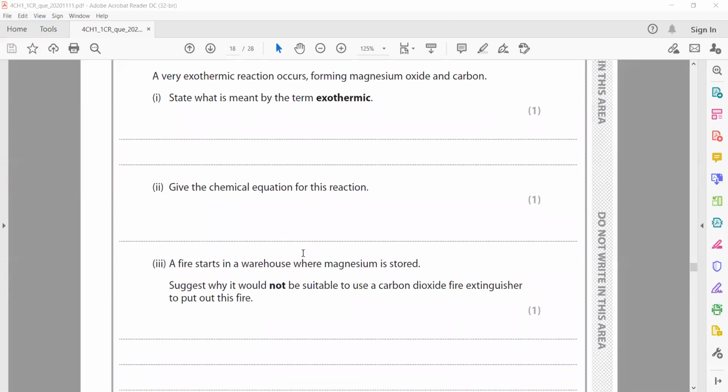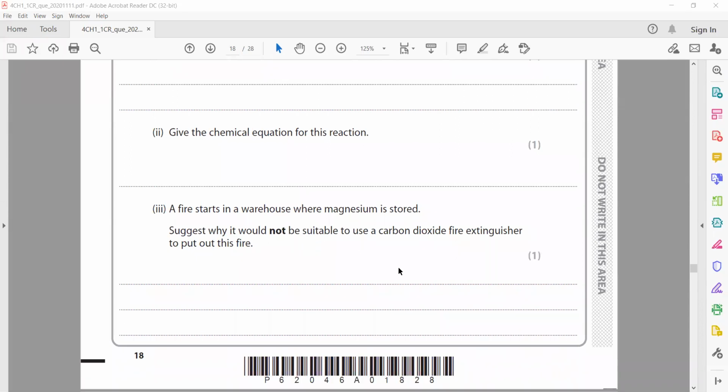A fire starts in a warehouse where magnesium is stored. Why would it not be suitable to use a carbon dioxide fire extinguisher? Because magnesium is more reactive, the carbon dioxide will not put out the fire, as a large amount of heat or thermal energy would be released, since the reaction is also exothermic.